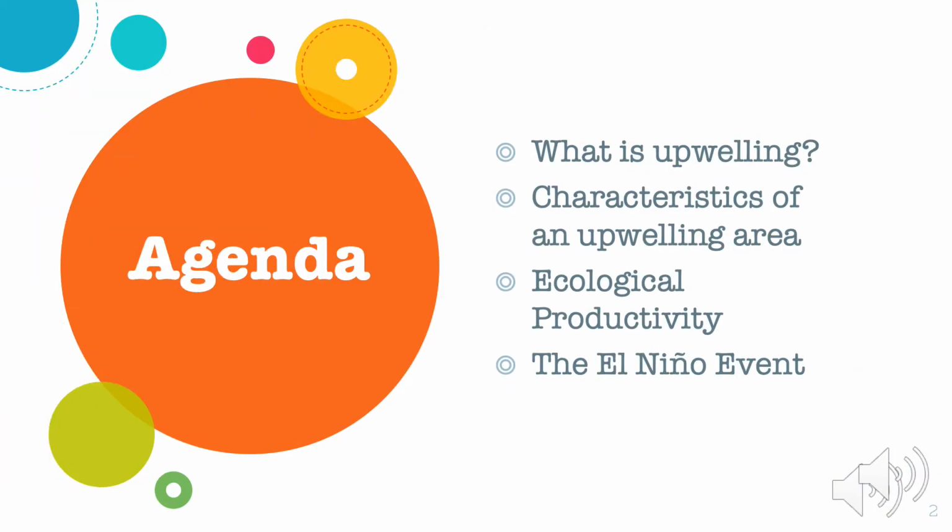While this is a broad topic, I will focus on a few key features. These include the definition of upwelling, the characteristics of an upwelling area, and ecological productivity. I will also focus on the El Nino event and its effects on the Peruvian coastal upwelling system.